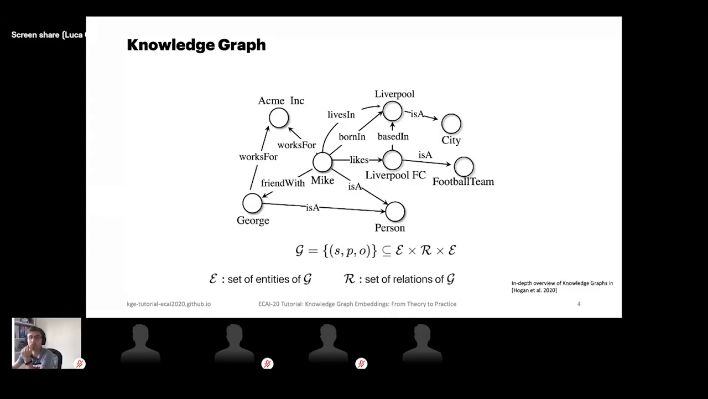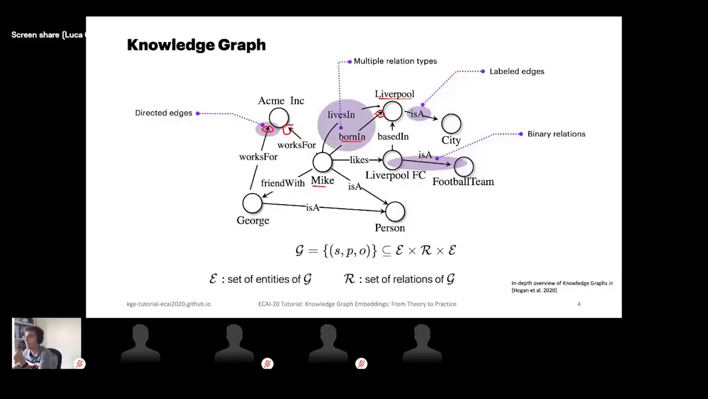Some of you in the audience may already be familiar with the world of knowledge graph embeddings. Knowledge graphs are a graph-based data representation modality, where we have binary relations and labeled edges. Besides, we have directed edges. You see these arrows, they are very important because relations in knowledge graphs have a subject and an object. For example, we have Mike, born in Liverpool, and the direction of the edge is important for the semantics of the predicate.